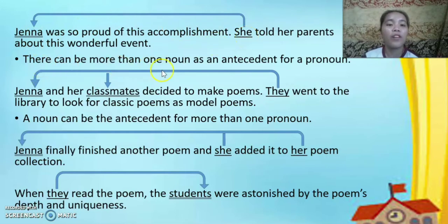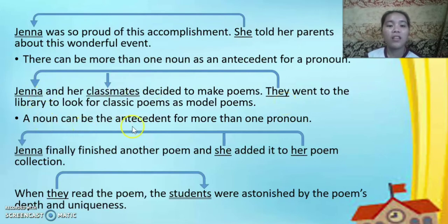Okay, there can be more than one noun as antecedent for a pronoun. Okay, here. So there can be one pronoun sa two ka-antecedent or duha ka nouns. Okay, let's look here. Jenna and her classmates decided to make poems. They went to the library to look for classic poems as model poems. So, ang two antecedents diri kay ang classmates and Jenna. So, if i-aswan sila, the pronoun will be they. So, the pronoun they substitutes the antecedents, classmates, and Jenna. Okay, so remember that one pronoun could refer to two antecedents or more. So, meaning, plural ni siya. Daghan man siya gi-refer. Okay.